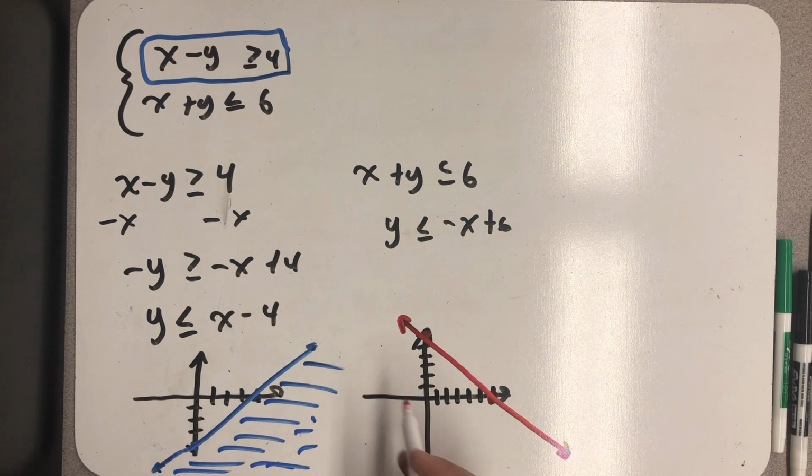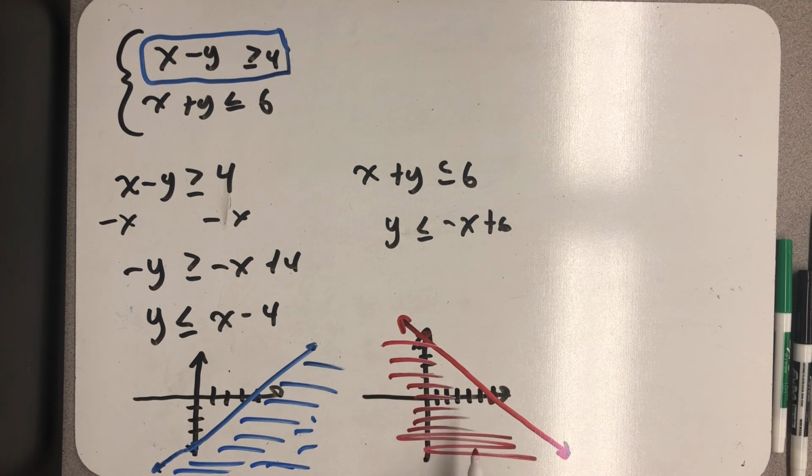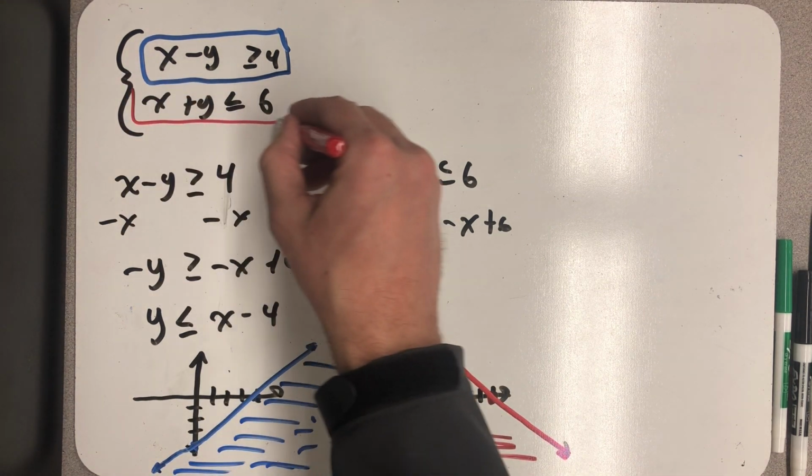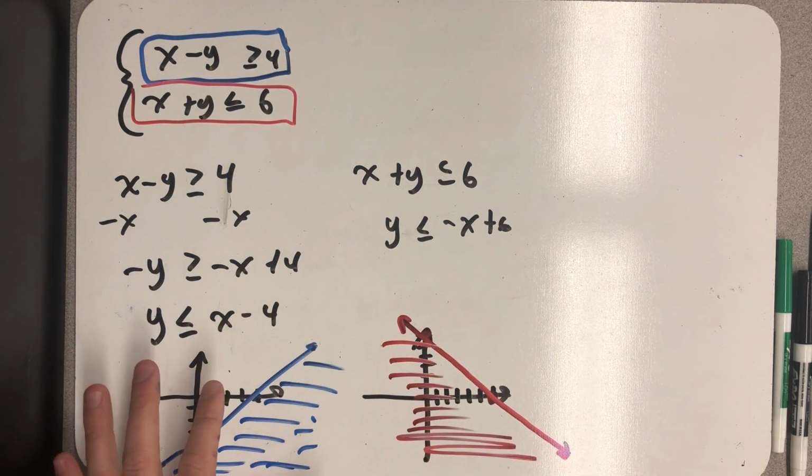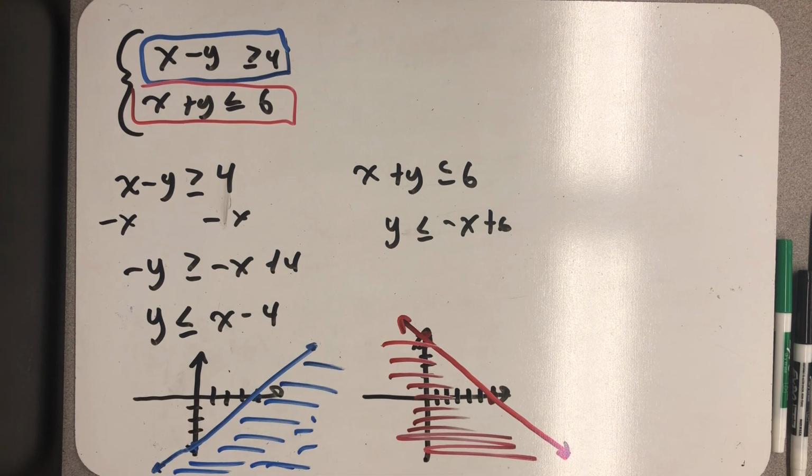All right, and again, I'm shading the part that's under the line, and we could test. I think the origin would make a great test point here. 0 is, in fact, less than or equal to 6. All right, so that's what the solution to this one would be. And so now the idea I have is, what happens if I try to solve them both at the same time?